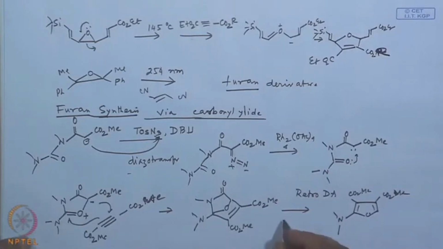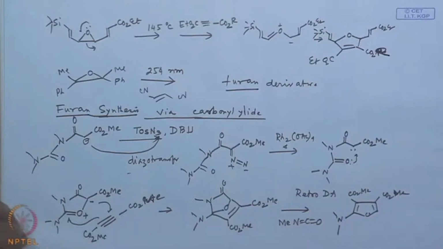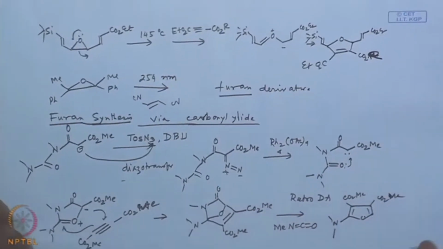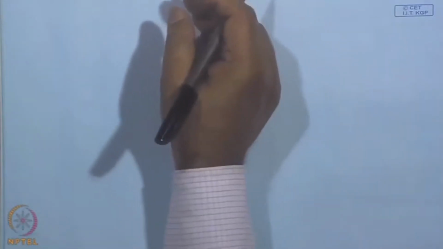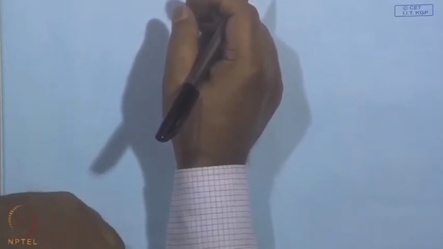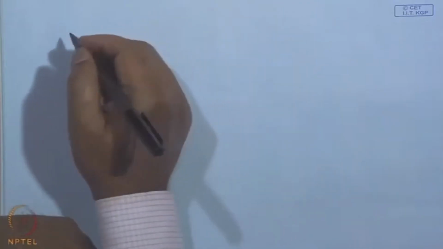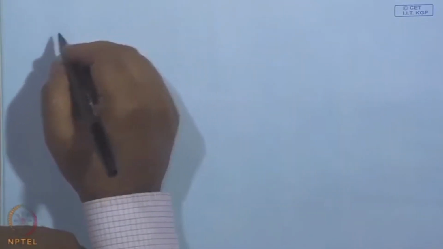And what is the loss? The loss is the molecule that is being lost, methyl isocyanate. So, now this reaction, let us say one more example probably I will give you, see whether you can write the structure of the product.